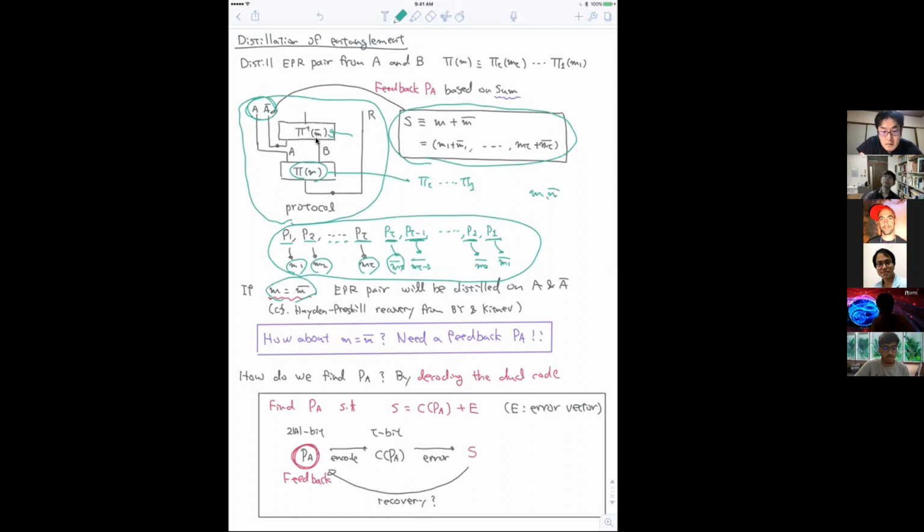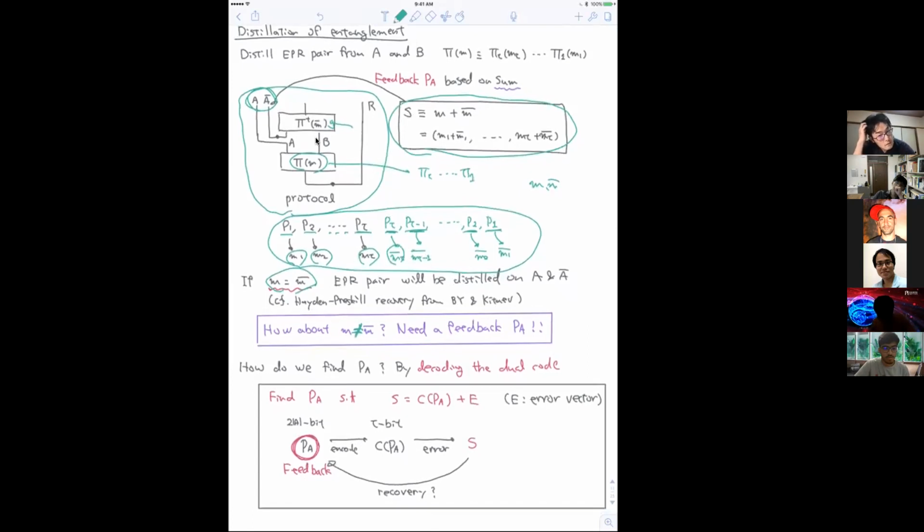This is essentially the same as the Hayden-Preskill recovery algorithm from myself and Steph. So in this case, the distillation is already done. It's pretty simple. But what about the case where M is not equal to M bar? In that case, we need to apply some feedback operation. This feedback operation acts on one of the qubits. So the question is how to find such a feedback operation. Here we need to use this error correction property, that is, this S vector, which was the summation of the first round and the second round measurement.